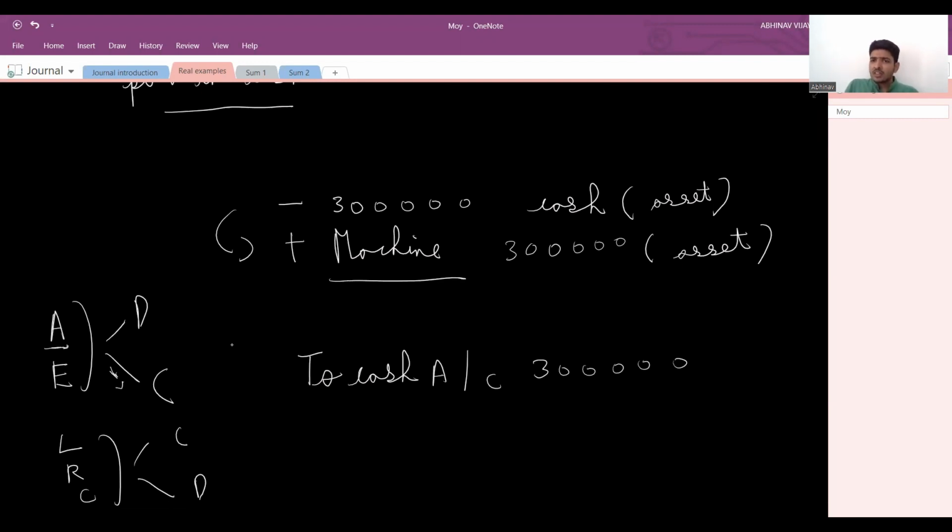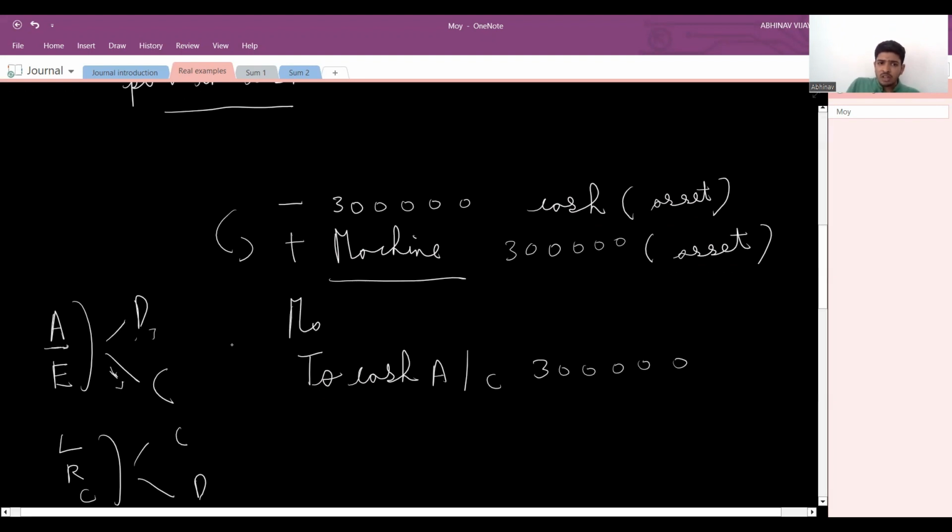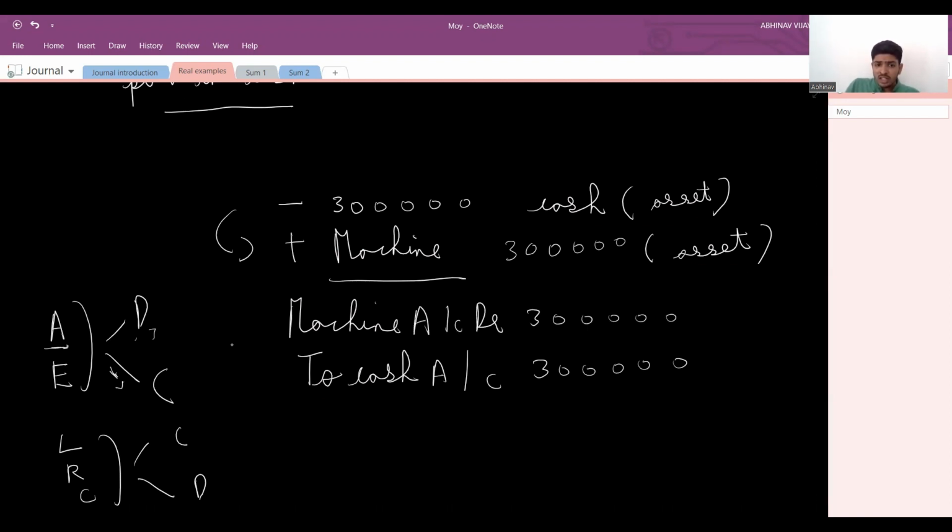Second part, machine. Machine is an asset. The value, the benefit of which should be taken in the future. So machine increases. Machine increases, so machine will be debited. The format for machine: account debited 3 lakhs. Now narration. I'm going to write narration only for 2 more cases. Then you write on your own. Write anything, like: machine purchased.